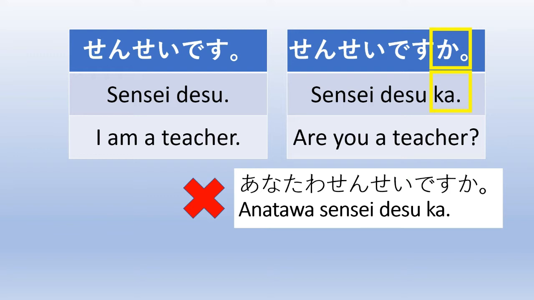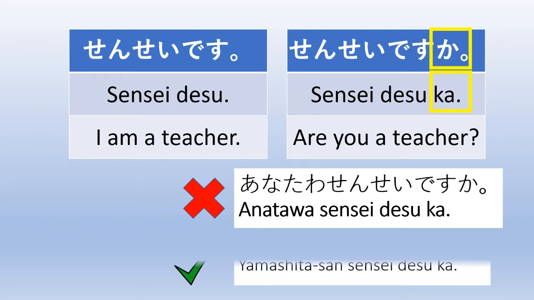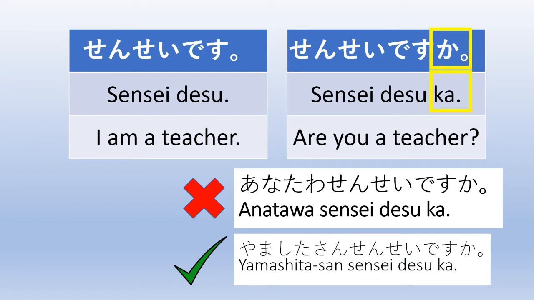It may sound rude to the person you are talking to, but you may say Yamashita-san sensei desu ka? Even if you are talking to him directly, you will add the san honorific title to his name and you will address him by his name plus the san title. So do not refer to him as anata wa.